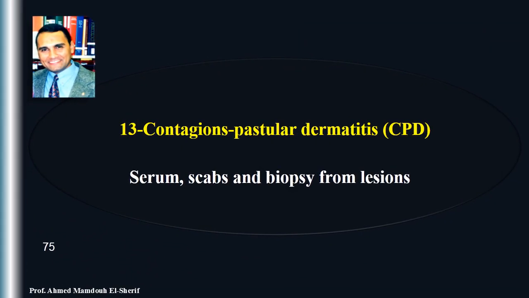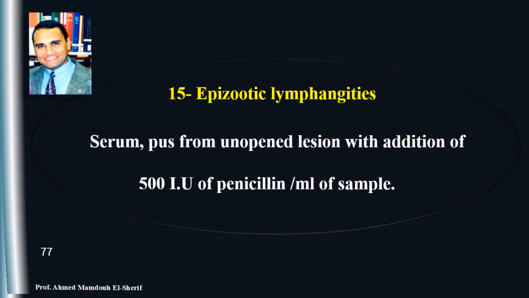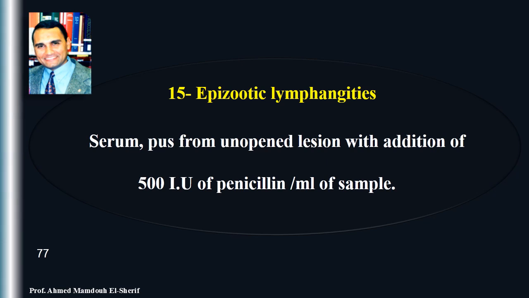Suitable samples to be collected in case of CPD, contagious pustular dermatitis, are serum, scabs, and biopsy. The contents of intestinal loop is the suitable sample of enterotoxemia disease. Suitable samples in case of epizootic lymphangitis are serum, pus from unopened lesions with addition of 500 international units of penicillin per ml of sample.